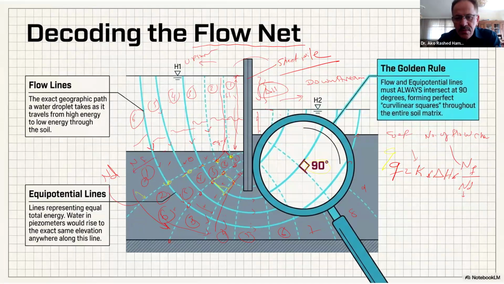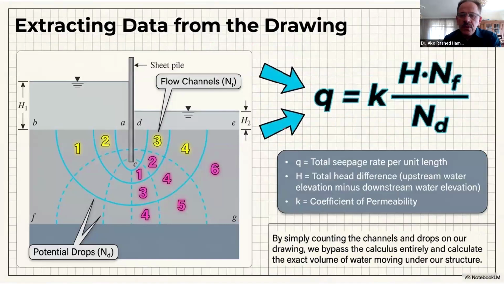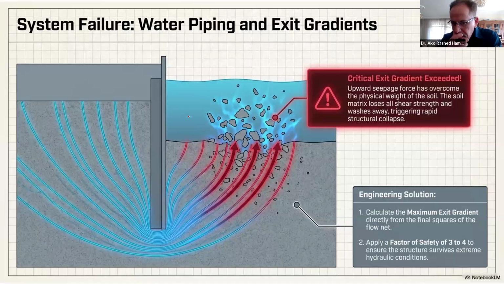Okay. Now, based on this one, we can calculate the Q, which is meter cubed per second per meter length of this sheet pile. It will tell us how much water will flow from this side to the other side. Look at this. This is a critical condition. This critical condition is called boiling.